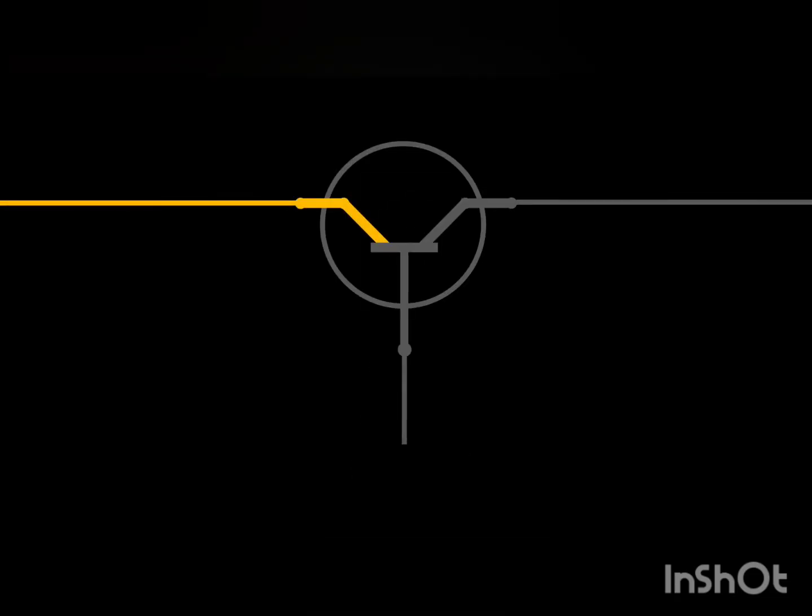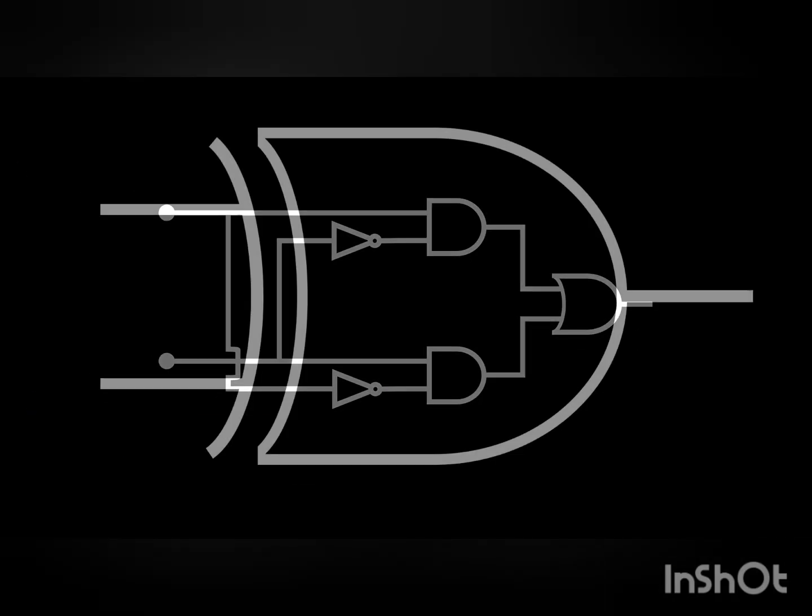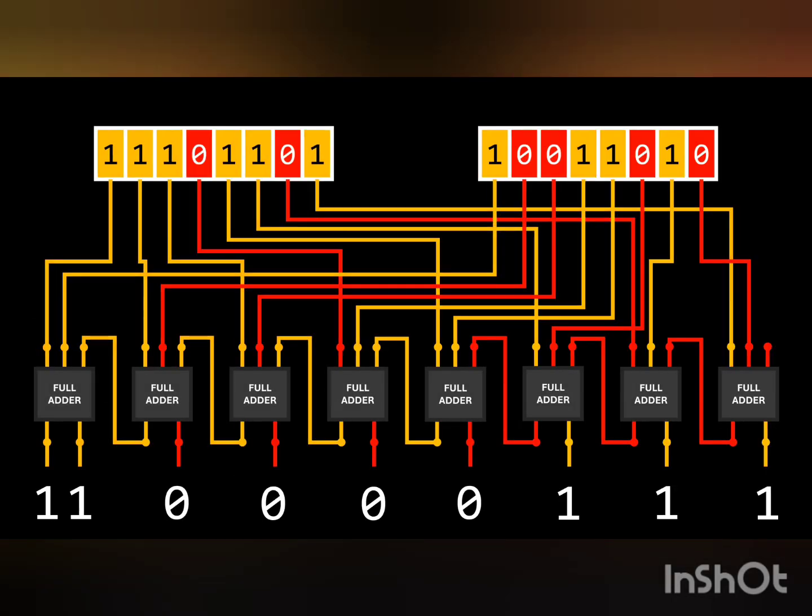A transistor is a tiny electronic switch. It can either allow current to pass or block it. When current flows, it represents a 1. When it doesn't, it represents a 0. By combining millions, or even billions, of these switches, we can create circuits that perform logical decisions.